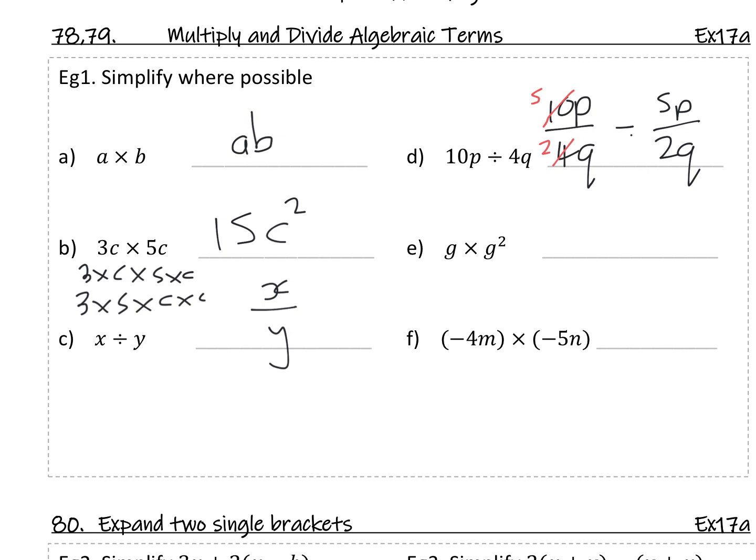Part E, we've got g times g squared. Now g squared is actually g times g. So we've got g times g times g, which is g cubed.